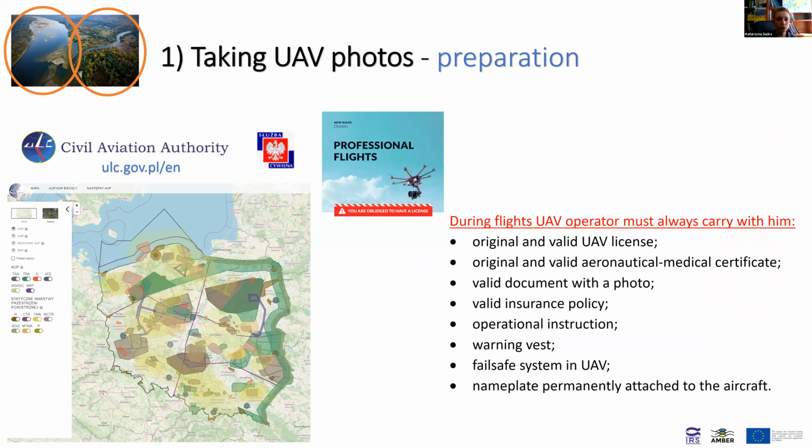So when we want to take the photos from a UAV on small or large rivers, firstly, we have to prepare. In Poland, we have many zones and each zone has its own restrictions. When we want to fly in a zone, we have to get permission from the owner of this zone. Of course, we have to have a valid UAV license, a valid aeronautical medical certificate, and other documents that you can see on the right side. And what's new, each of our aircraft should have a nameplate, which has to be permanently attached to it.